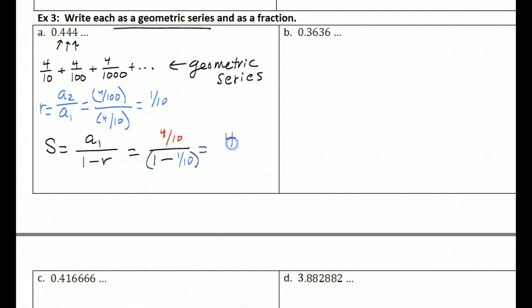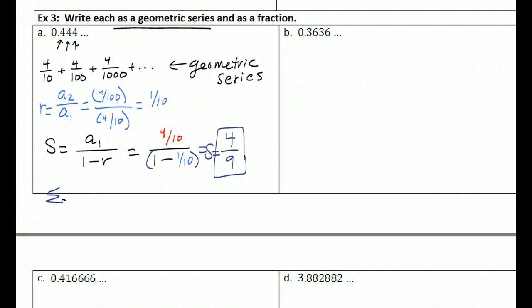Go ahead and calculate that out, and you end up with 4/9. So cool. The sum of all those is actually what it would be in fraction form. Kind of interesting.